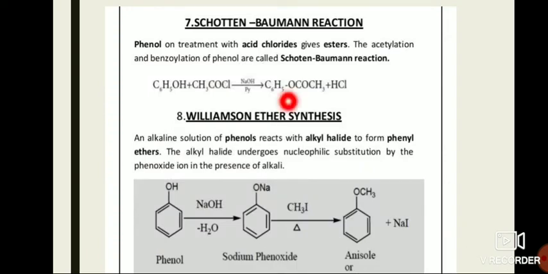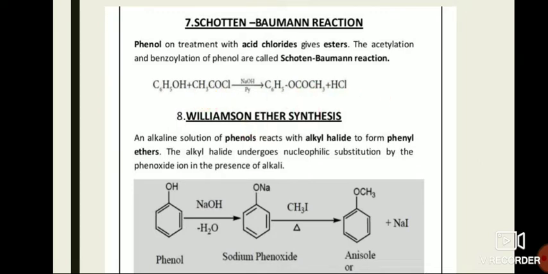And Schotten-Baumann reaction. Phenol reacts with acid chloride to give esters. Same, C6H5OH and CH3COCl go to HCl. The hydrogen and the Cl go out. Removal of HCl, C6H5O and connection OCCH3.